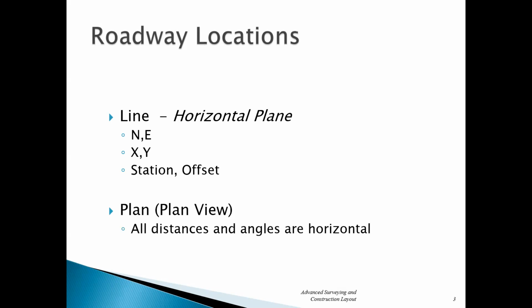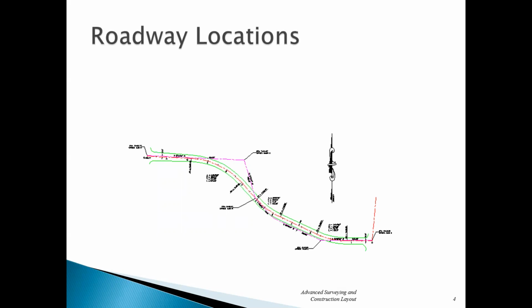And all of this exists in what's called your plan view. So in this case, all your distances and all your angles are horizontal. So this is an example of a very simplistic horizontal alignment. And what you're looking at is there's a baseline that is the magenta color. That's got certain horizontal information. And then you actually have the alignment of the road itself, which is the red color.